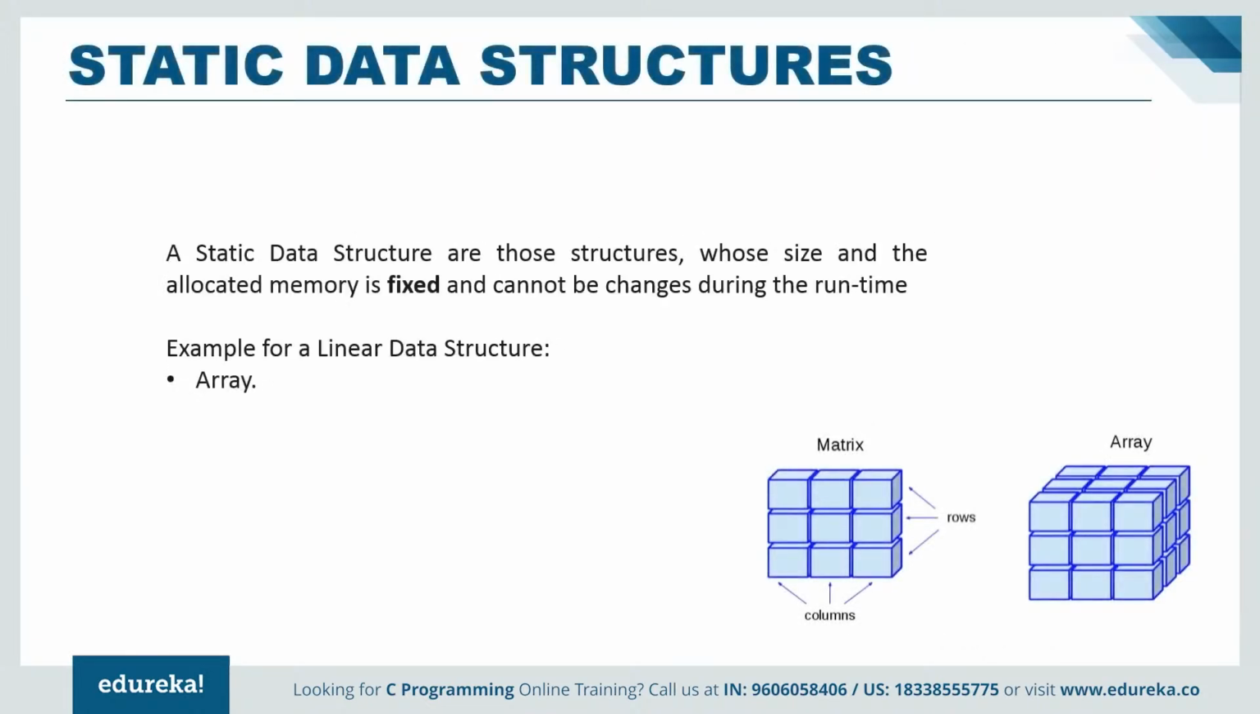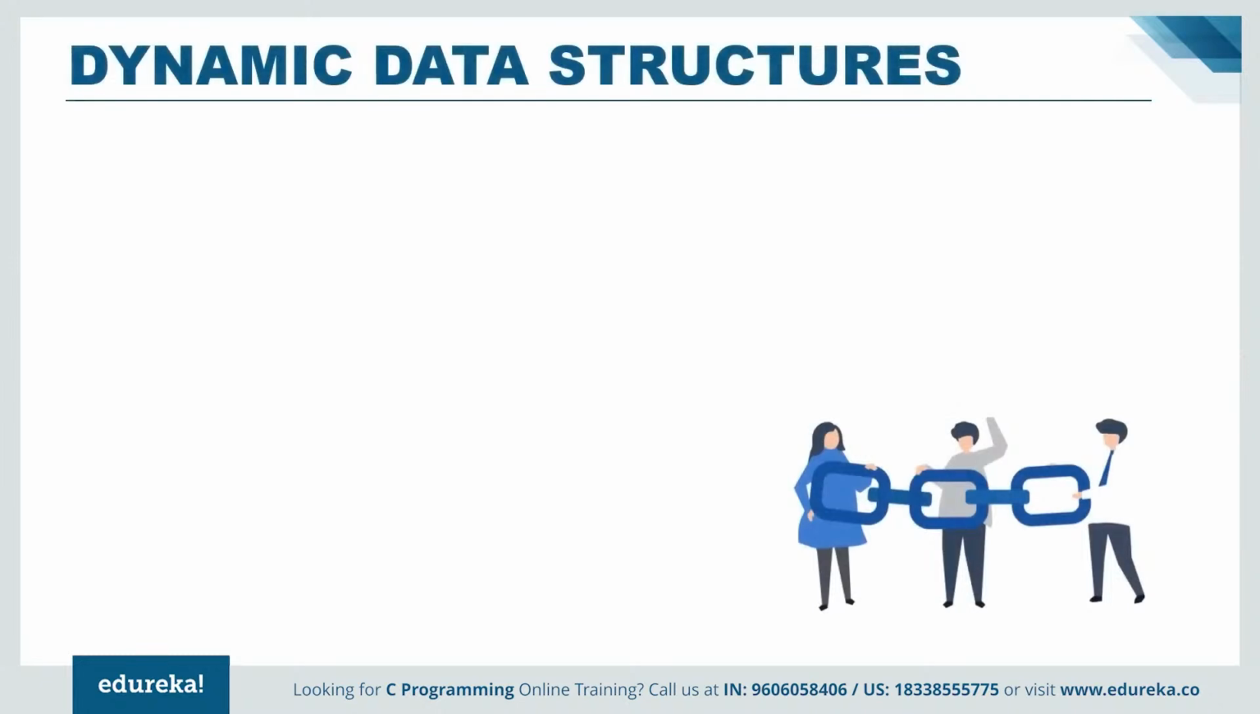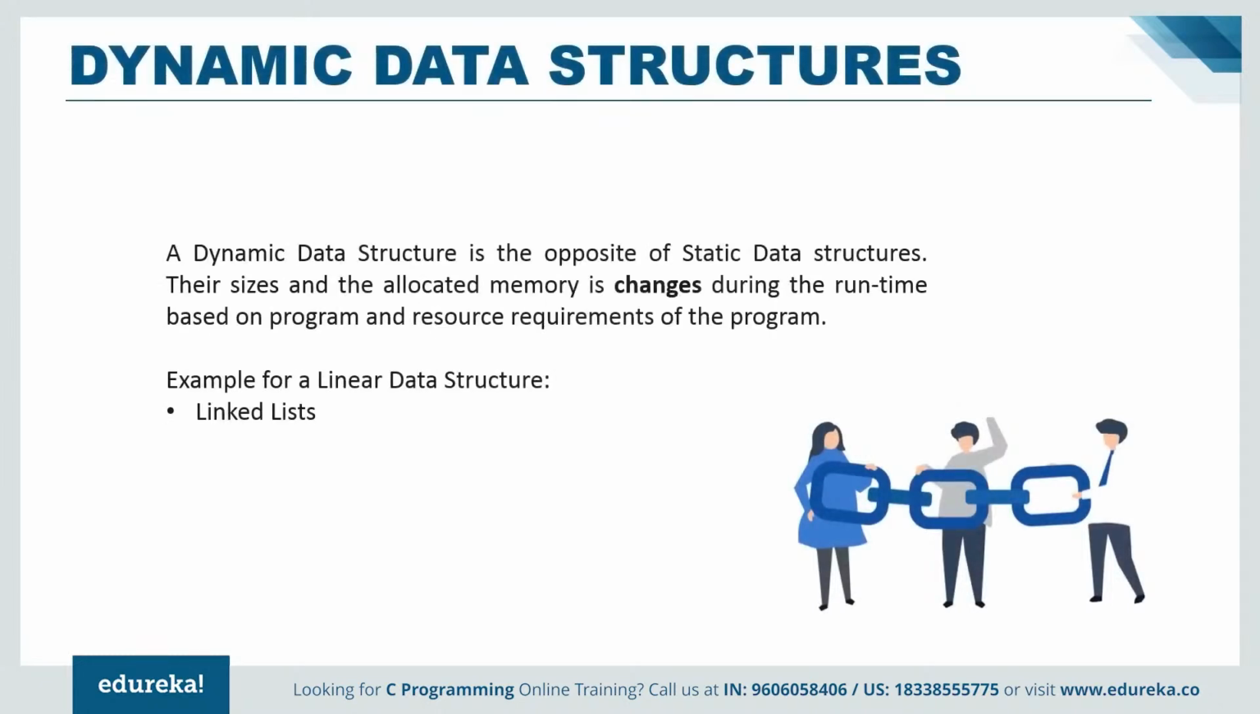Followed by that, we have static data structures. Static data structures are those structures whose size and allocated memory are fixed and cannot be changed during runtime, for example, array. Followed by that, we have dynamic data structures, and the only difference between static and dynamic data structures is that you can change the memory size of the data structure at runtime. So the most famous example of a dynamic data structure is the linked list. Now, let us understand each one of these data structures in a more detailed and better way.